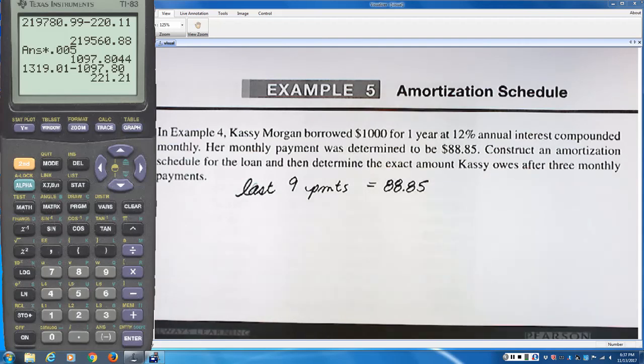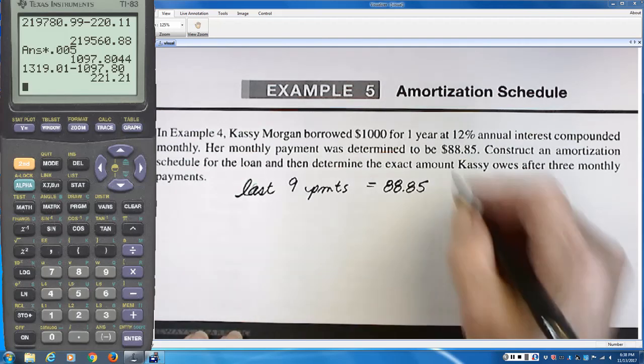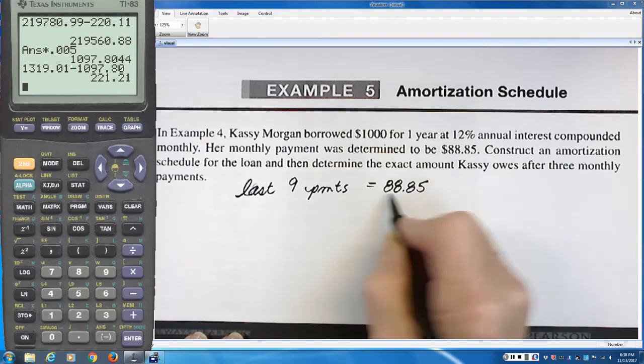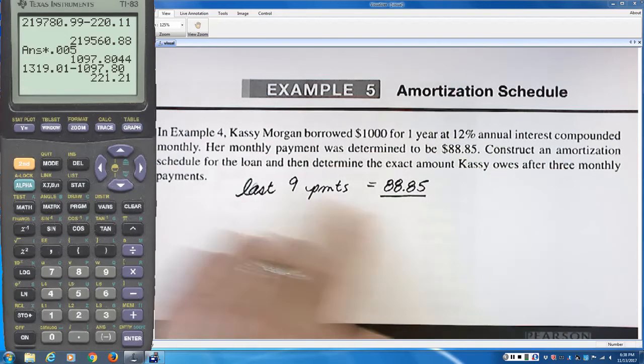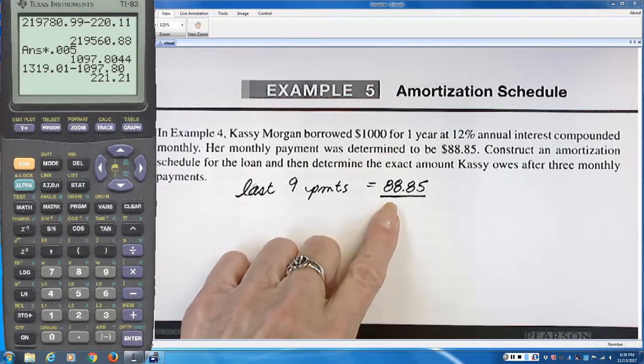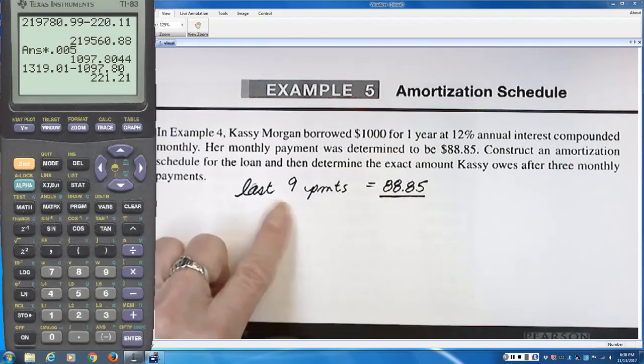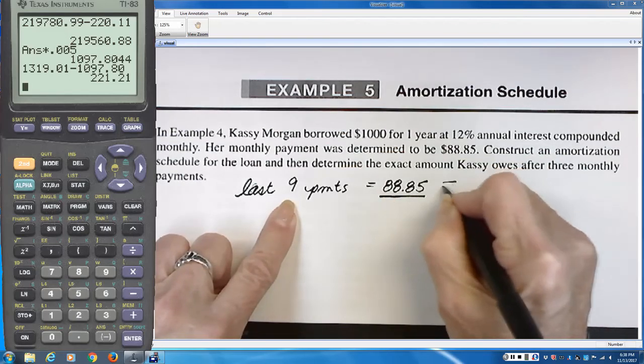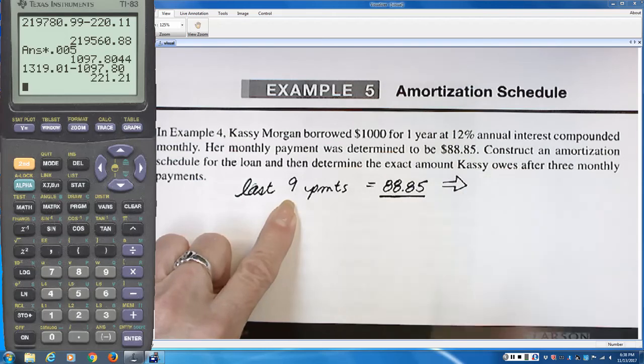So what she's going to be doing is, we need to know the present value of those 9 payments of $88.85 each, and she's going to make those 9 payments. That's going to be her present value, because she's going to avoid having to actually pay that interest.